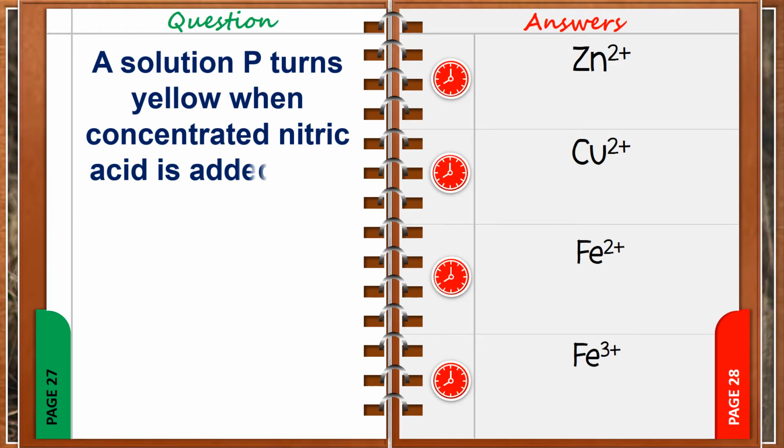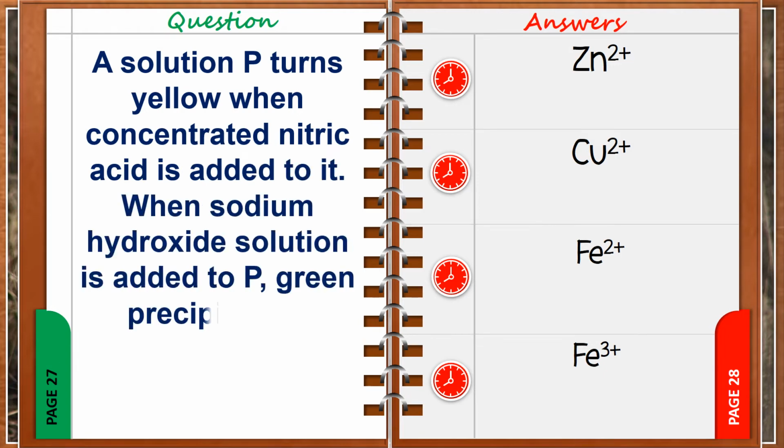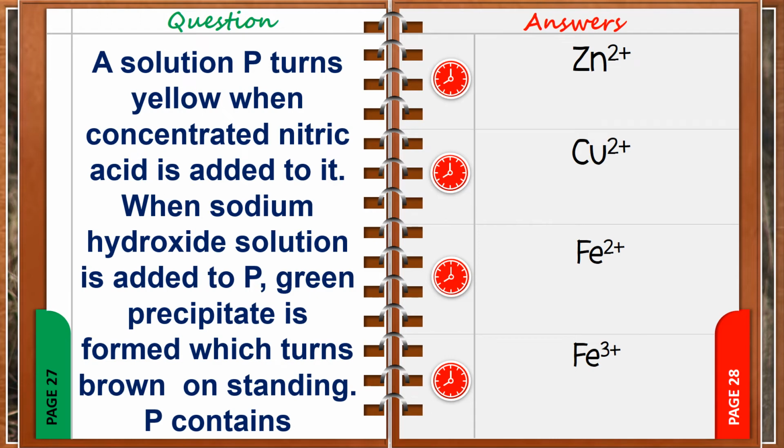A solution P turns yellow when concentrated nitric acid is added to it. When sodium hydroxide solution is added to P, green precipitate is formed, which turns brown on standing. P contains iron 2 ions.